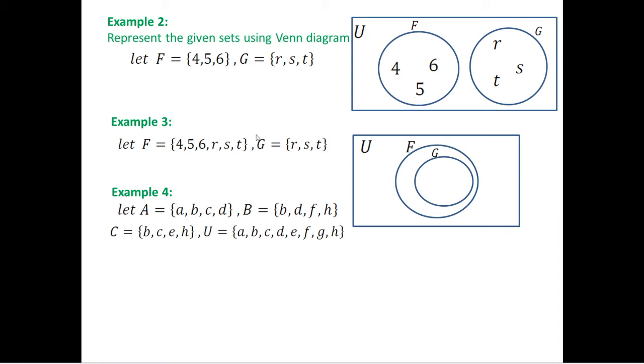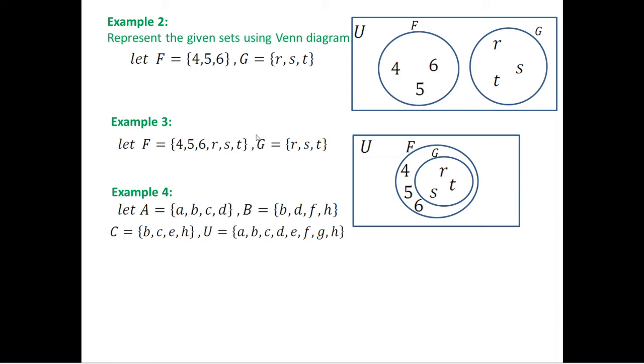And then we first put the elements of G, R, S, T, inside the circle of G. And then the remaining elements of F, 4, 5, and 6, will be written outside G but inside F. And this is how we illustrate F and G with common elements. Let's go to example 4.